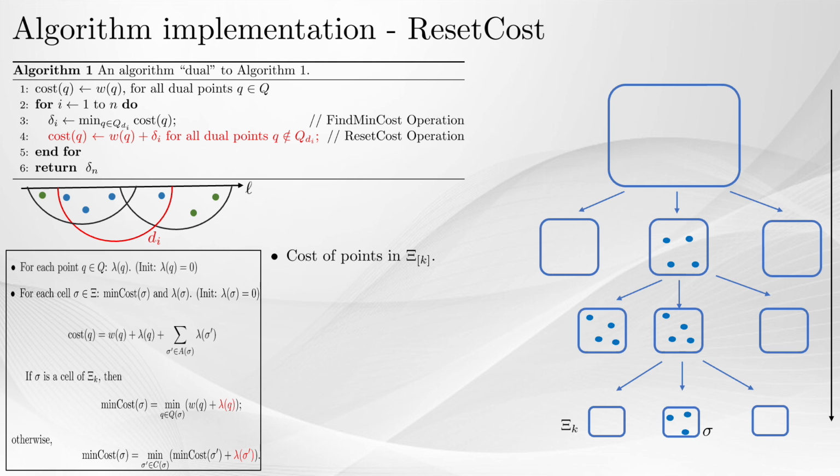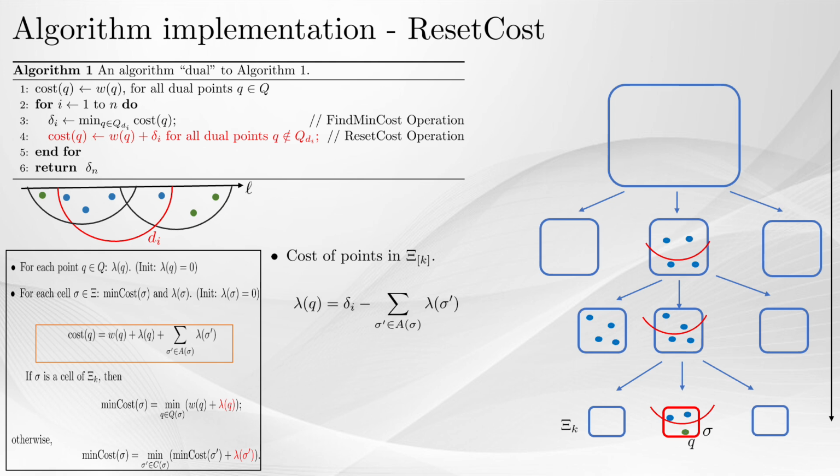So we need to find all the points that are not covered by DI and find this location in the cassette K. Then the first thing we need to do is update the cost of this point. We just use Q to represent this point, and based on the formula that we mentioned before, we need to update the lambda Q to get the new cost.